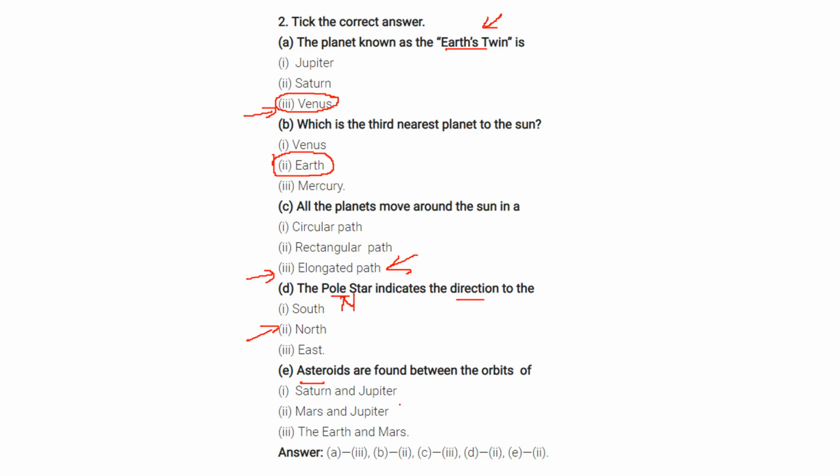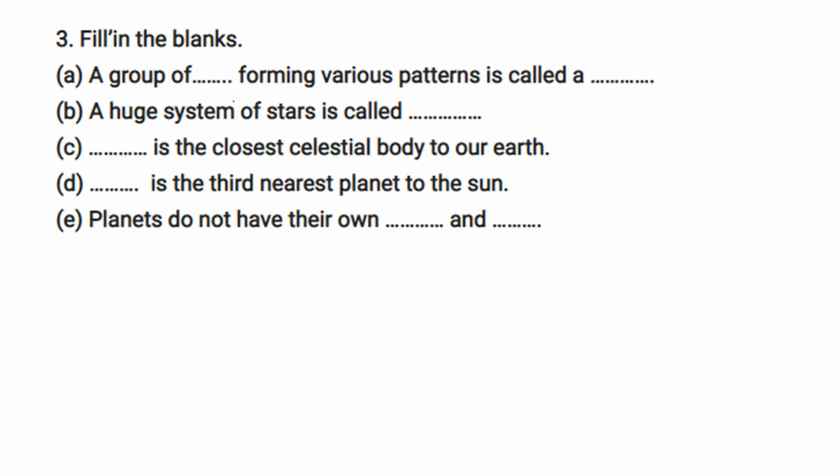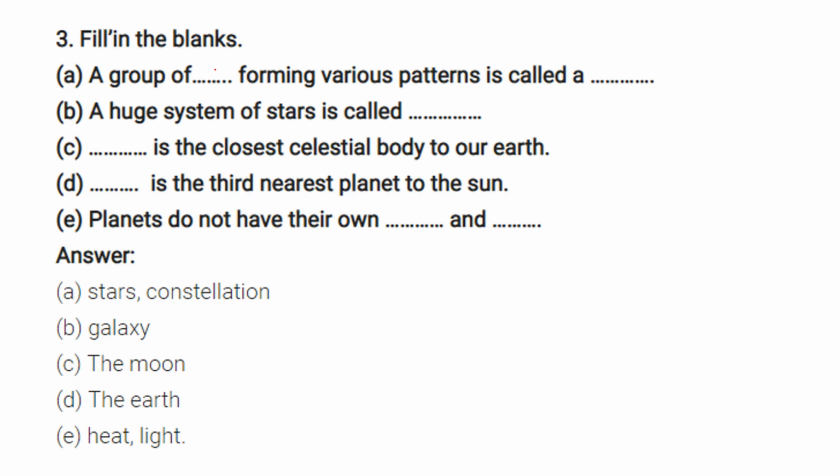Asteroids are found between the orbits of Mars and Jupiter. A group of stars forming various patterns is called a constellation. A huge system of stars is called a galaxy. The closest celestial body to our Earth is the Moon. The third nearest planet to the Sun is our Earth. Planets don't have their own heat or light, while the stars do have it.